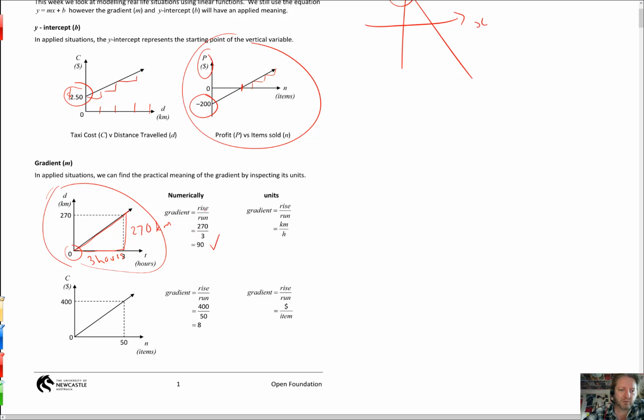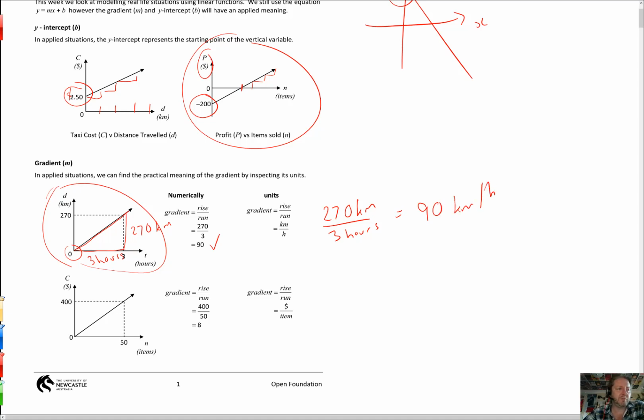But again, if I want to know, well, what does it mean? Just look at the units. If the rise is kilometres and the run is hours, clearly the units are kilometres per hour. Or I could have just done it all in one go. I just could have said the rise is 270 kilometres, the run is 3 hours. Clearly that means 90 kilometres per hour.